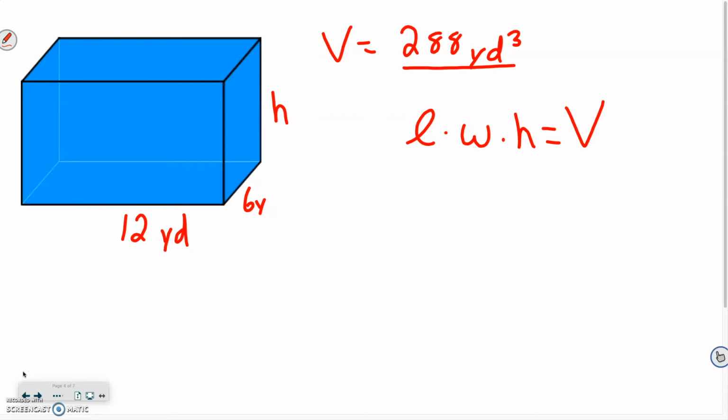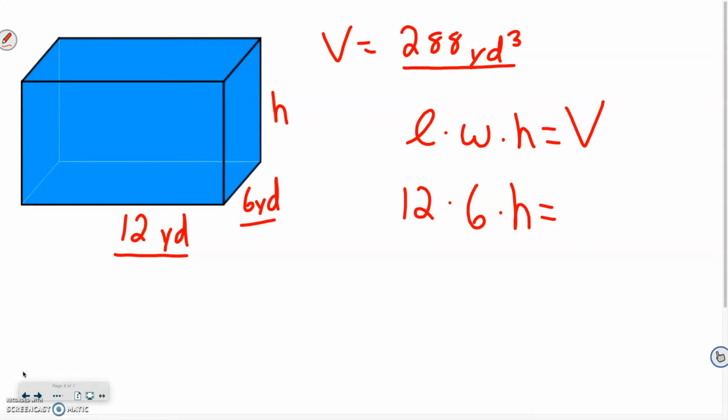So the length. Usually I think of that as the longest side. So in this case, a 12. Write that below. Fill in the width. Okay? So that's 6 yards. And the height is usually the one how tall it is. So that would be h. You don't know that.